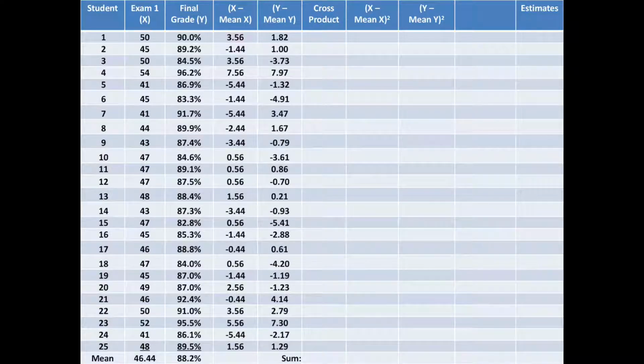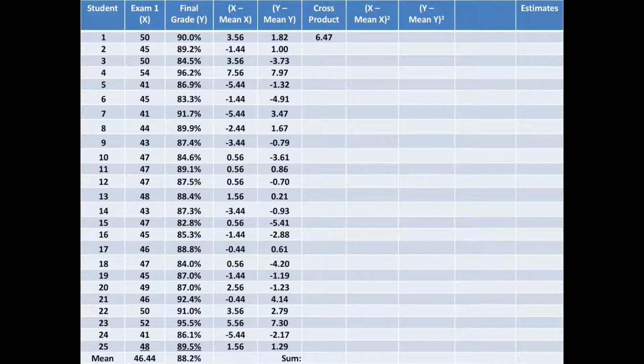So every person has a deviation score on X and Y. Sometimes they're both positive. Sometimes, here's someone who scored a little bit below average on their first exam, but a little bit above average on their final grade. Sometimes you have the reverse, above average on that first exam and below average on the second exam. And sometimes you get people who scored below average on the first exam and below average on their final grade.